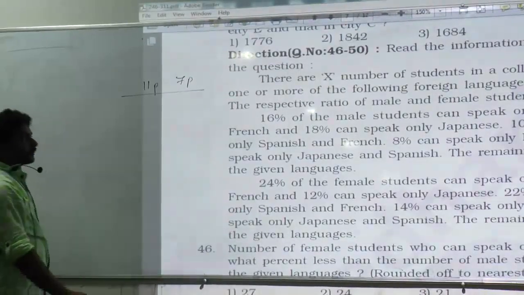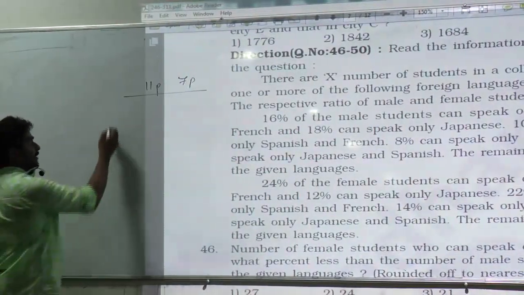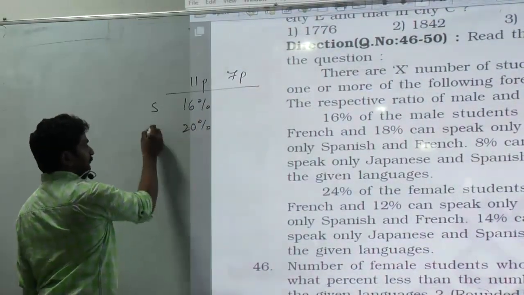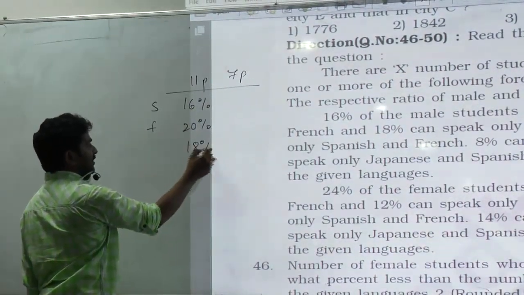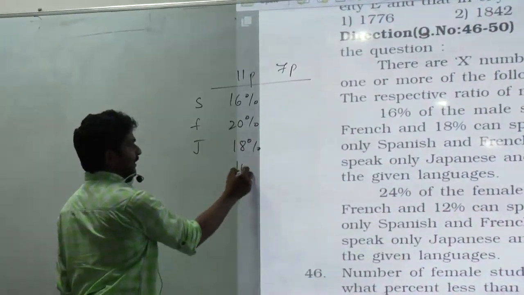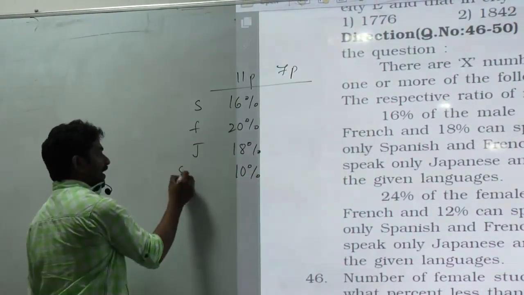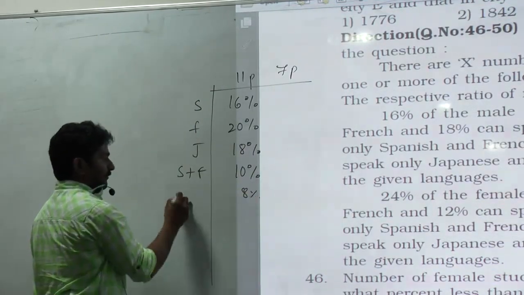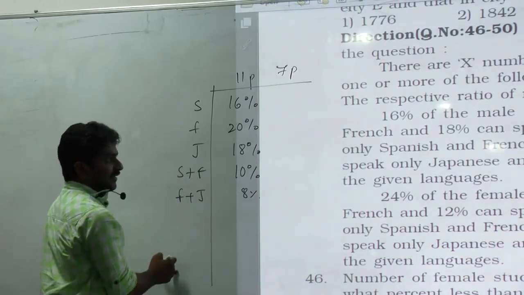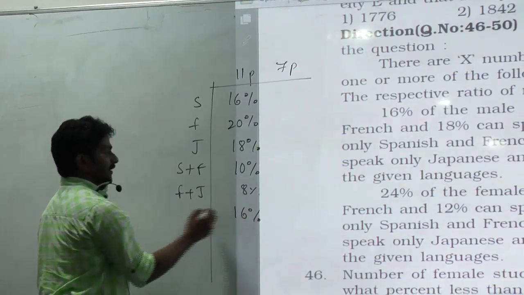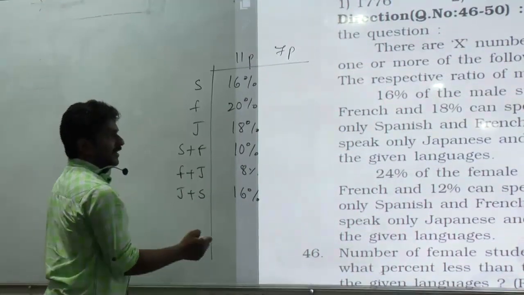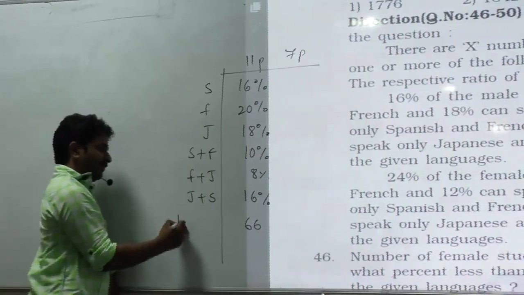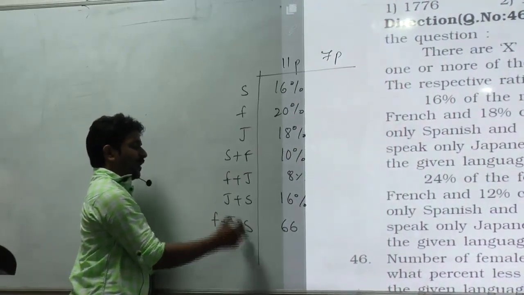Now, 16% of the male can speak Spanish, and 20% can speak French, 18% can speak Japanese, 10% Spanish and French, 8% French and Japanese, 16% Japanese and Spanish, remaining 66 members all other languages, in the sense French, Japanese, Spanish.